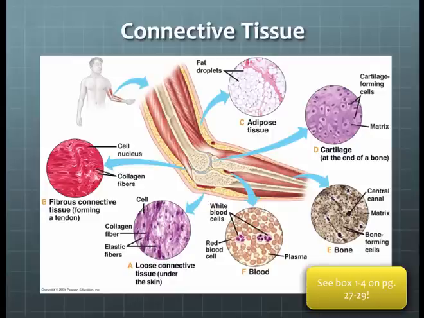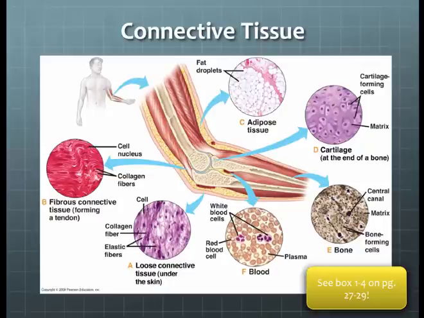Connective tissue has a huge role in our body, and so boxes 1 through 4 on pages 27 through 29 have all the different types of connective tissue and what they do. Connective tissue essentially supports organs. It provides structural framework for the body. It connects body tissues together and stores energy. So again, they get their name connective tissue because they connect tissues to organs. All right.